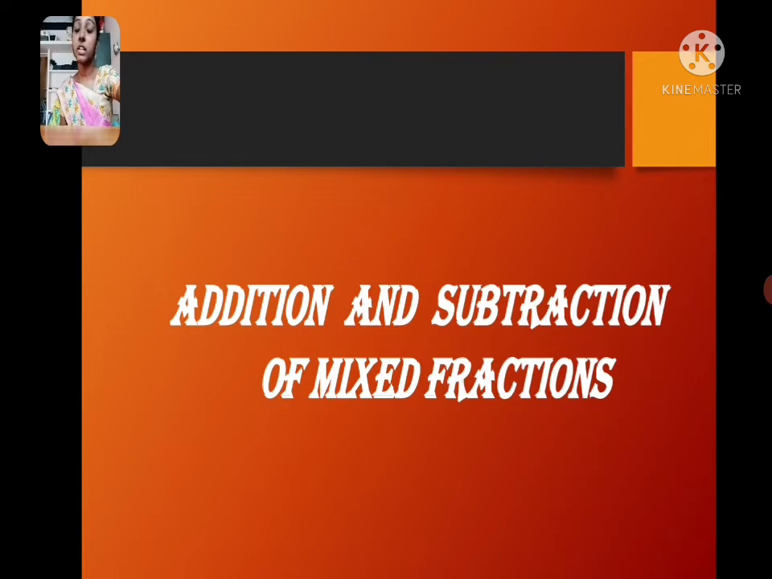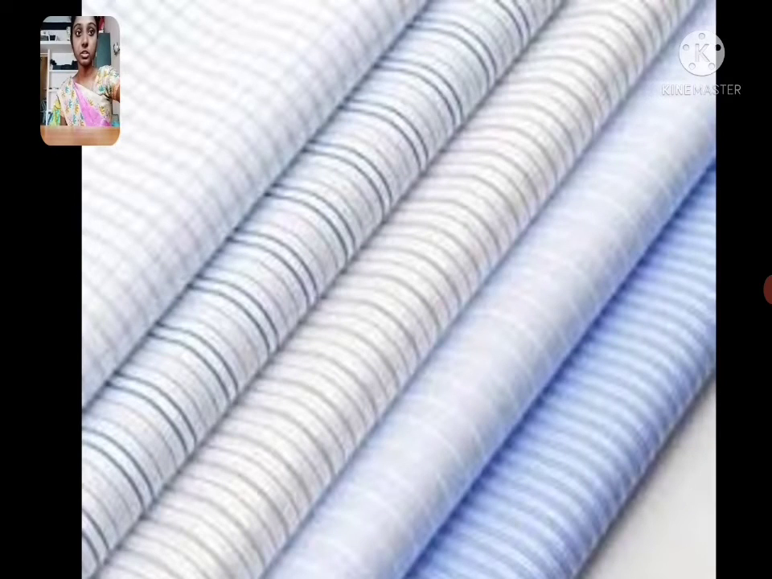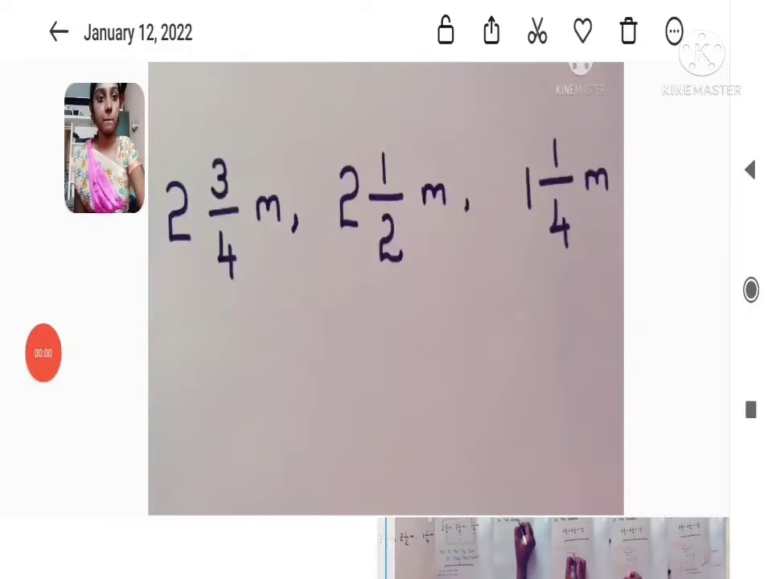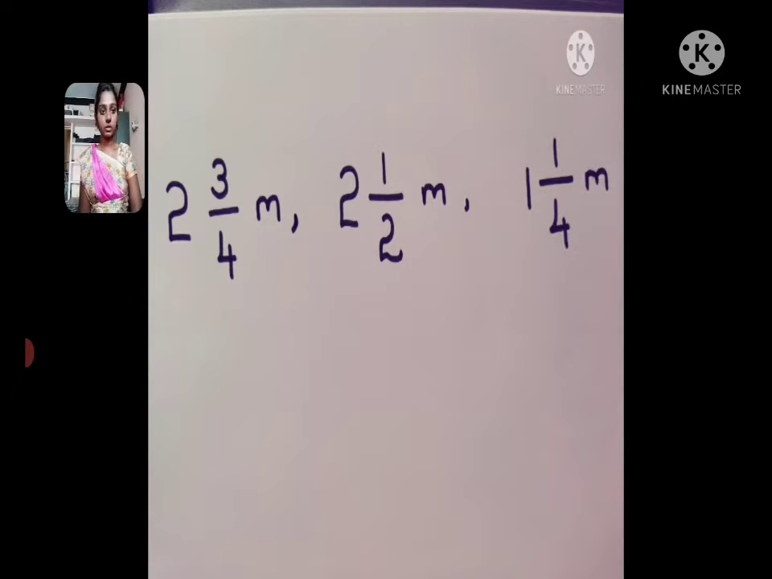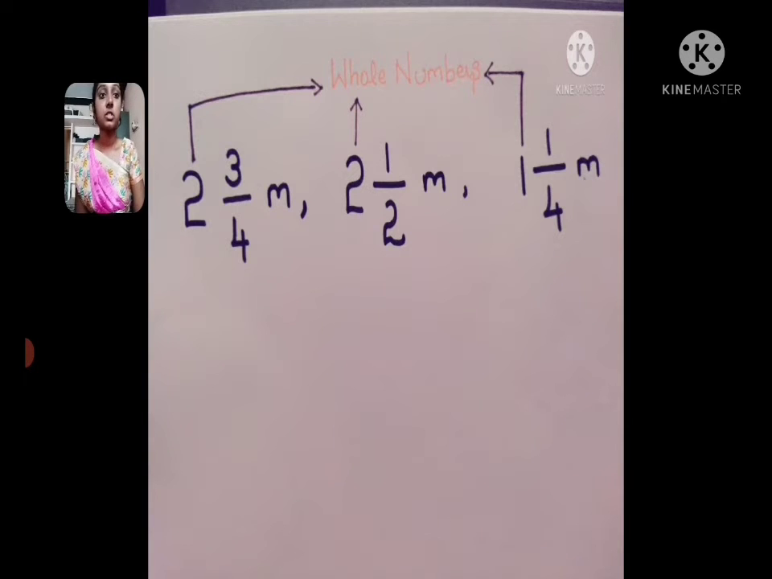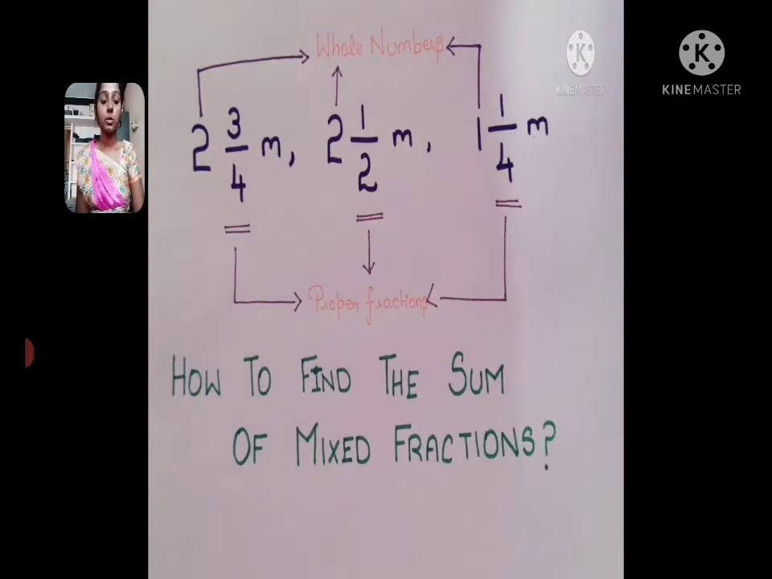Now let us see addition and subtraction of mixed fractions. Let us see an example. There is a joint family. For the occasion of Pongal, all the members of the family decide to buy new clothes. For the 3 boys in the family, they buy shirt materials and they want to stitch them into shirts. Each one needs different lengths of shirt materials. These are the lengths of the shirt materials needed by each boy respectively. In these fractions, 2, 2 and 1 are the whole numbers, and 3 by 4, 1 by 2 and 1 by 4 are the proper fractions. So these 3 are mixed fractions.